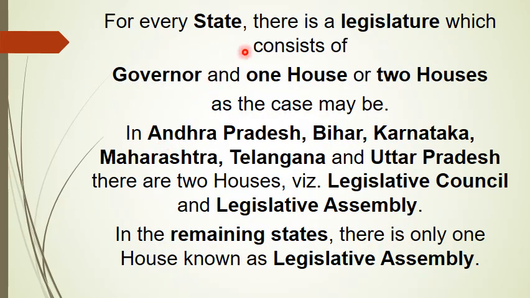For every state, there is a legislature which consists of the governor and one house, that is the Legislative Assembly, or two houses, that is the Legislative Assembly and the Legislative Council, as the case may be. In Andhra Pradesh, Bihar, Karnataka, Maharashtra, Telangana and Uttar Pradesh, there are two houses, the Legislative Council or the upper house and the Legislative Assembly or the lower house. In the remaining states, there is only one house known as the Legislative Assembly.